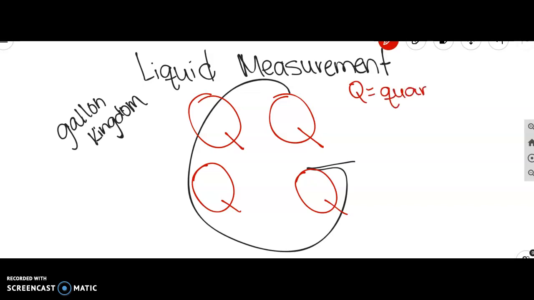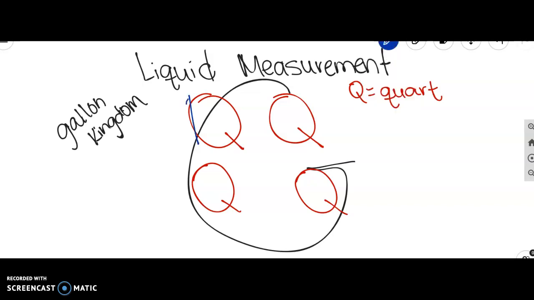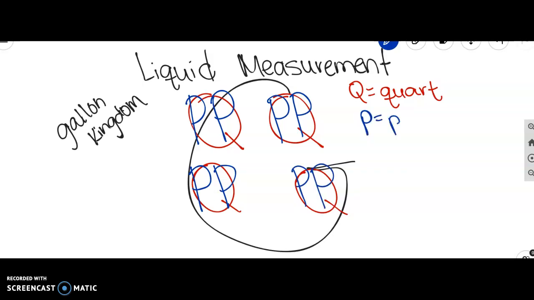Each Queen Court had a prince and a princess, and their last name was Pint. Princess Pint and Prince Pint. Then, as they grew older, each prince and princess had two children.